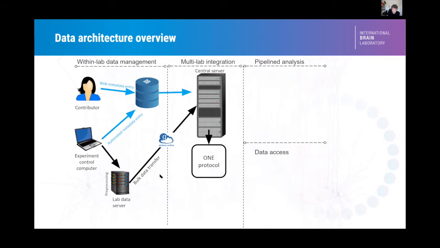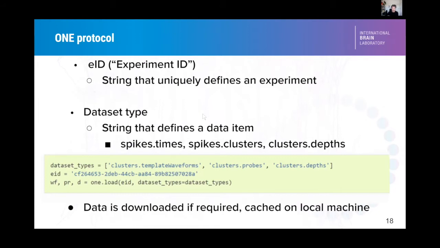Once the data is centralized, it needs to be made accessible to people within and without the collaboration. This is done using a protocol we've developed called ONE, which stands for Open Neurophysiology Environment. It's a simple low-level interface to get to the data. In short, every experiment has an experiment ID, which is a UUID. It's a string such as this one that uniquely defines an experiment.